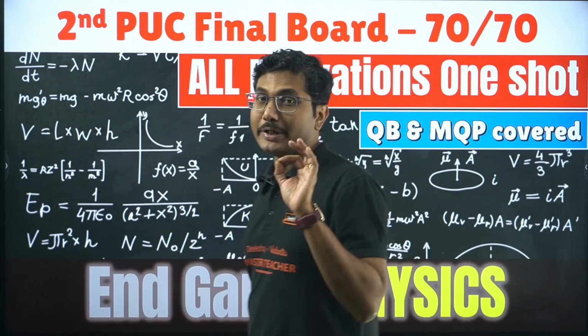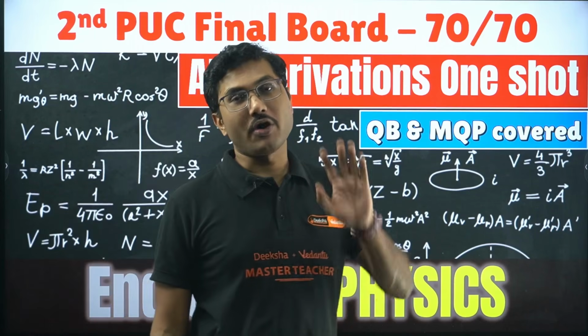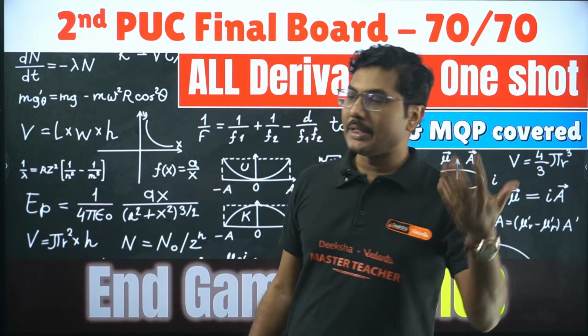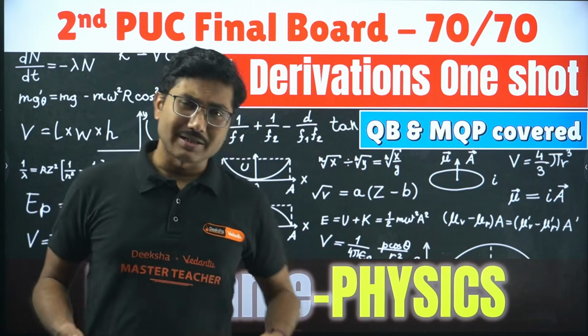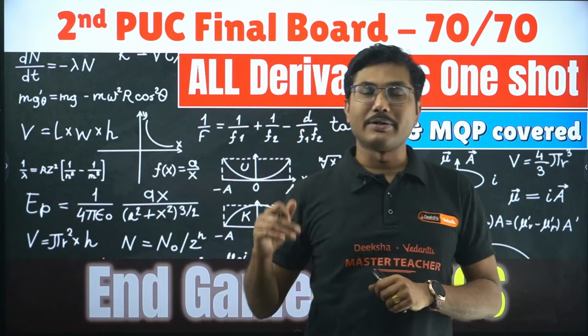How many derivations do you have to answer? You have to answer 3 derivations. Each derivation consists of 5 marks. Sometimes there may be some 2 marker or 3 marker small derivations. Some of the derivations I have covered in my 2-3 marker videos.